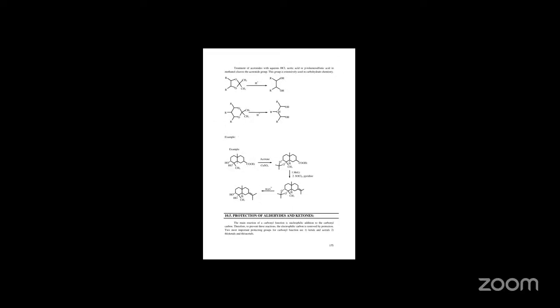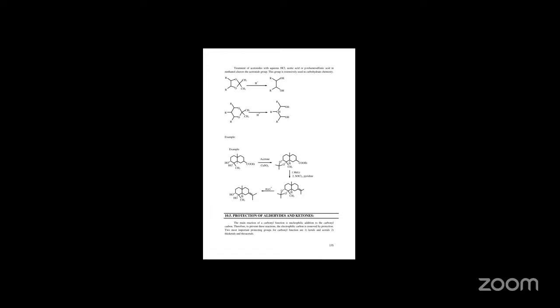Next, protection of diols. When 1,2-diols react with acetone, they form a cyclic acetal or ketal. In the case of acetone, a cyclic acetal is formed. Deprotection of this cyclic acetal in acid medium returns the 1,2-diols.